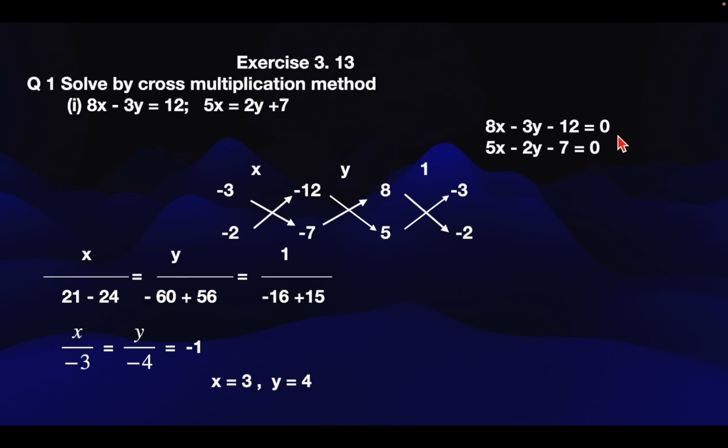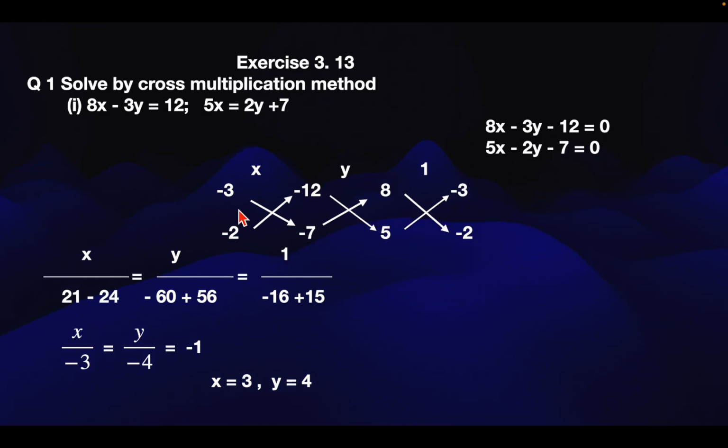That is, all the terms should be on the left hand side. On the right hand side should be 0. So bring 12 on the left hand side. Here bring all these terms on the left hand side and write it like this. Okay. And then we are going to write the first variable x, y and 1 here like this.